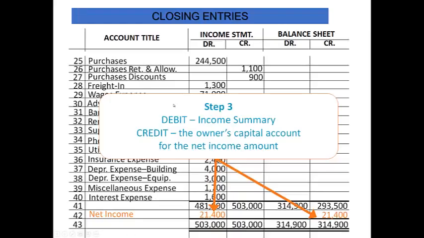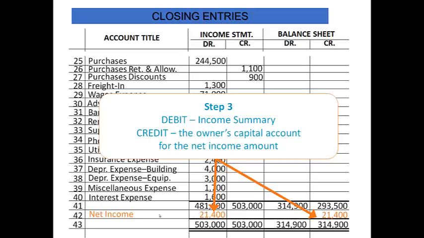The third entry is the same as with the service business. We close net income to capital. Now the best place to find the net income is at the bottom of your worksheet, where net income was calculated once we completed the worksheet.